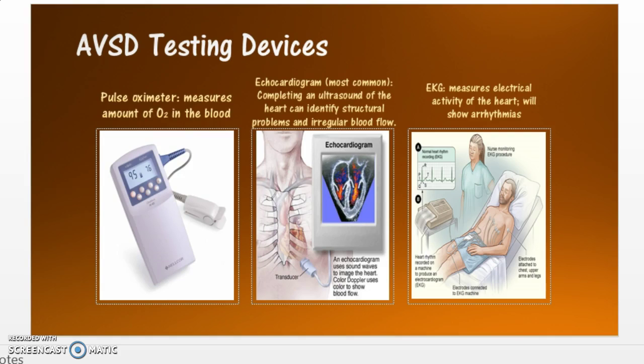Some of the testing devices: a pulse oximeter measures the amount of O2 in the blood. An echocardiogram is the most common testing device used to diagnose an AVSD. Completing an ultrasound of the heart can identify structural problems and irregular blood flow. An EKG measures electrical activity of the heart and will show arrhythmias.